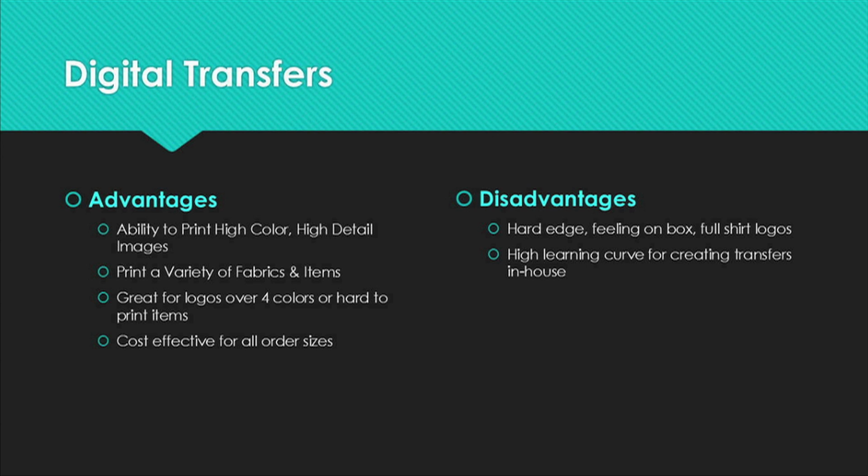Disadvantages, just in comparison to ink transfers or direct-to-garment printing: it gives you a hard edge and kind of a feeling of a box on a full shirt logo, so it's going to make it feel a little bit heavier and give it a thicker feeling than an ink transfer, which people are more likely accustomed to. So, of course, you want to keep your images pretty open and pretty airy so that they're not feeling like a box on the shirt when you're thinking of what kind of logos you would want to print with this technology.